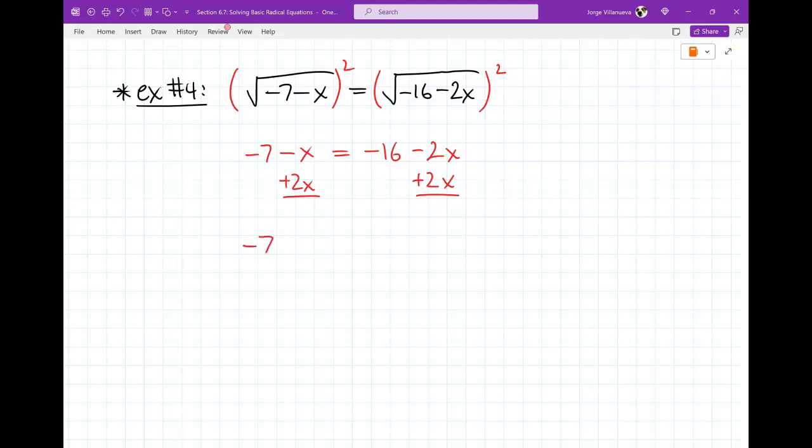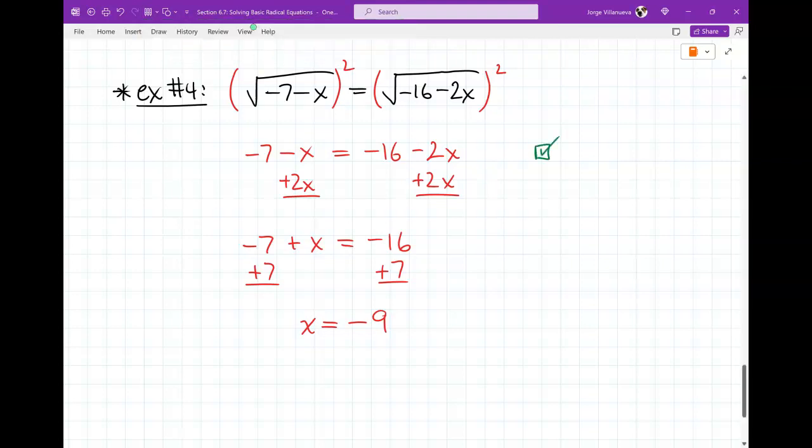So this becomes negative 7 plus x equals negative 16. Okay? And now I'm going to add 7 to both sides. So if I add 7, I get x equal to negative 9. So I have to check it.